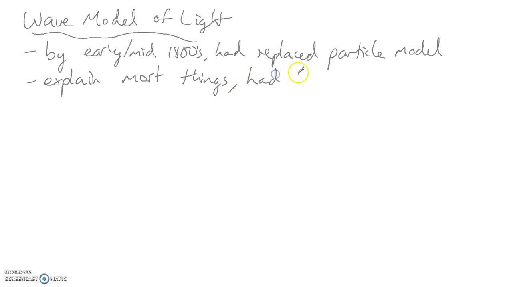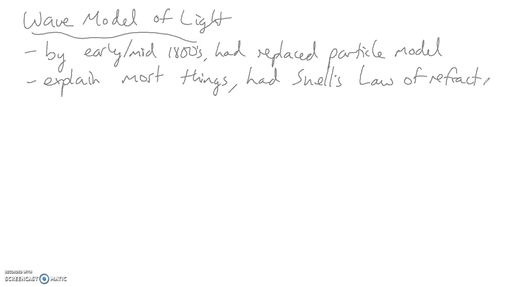They had, of course, Snell's law of refraction, and they could explain why light changes direction. They could explain reflection easily, and dispersion, getting the different colors. There's a whole bunch of different things that they could actually explain, like the change in speed using index of refraction. There's not too many things that they couldn't actually figure out.